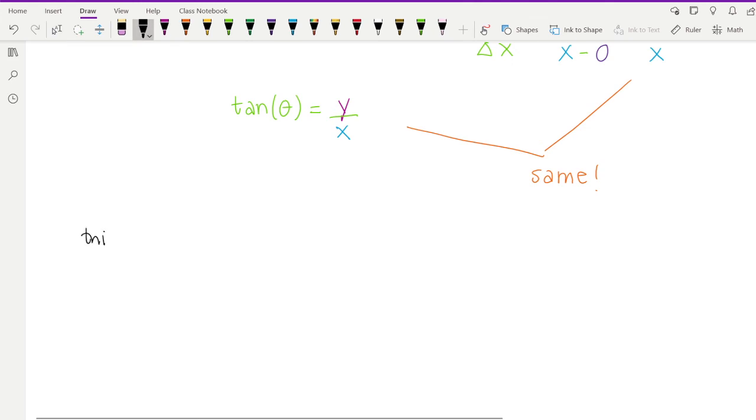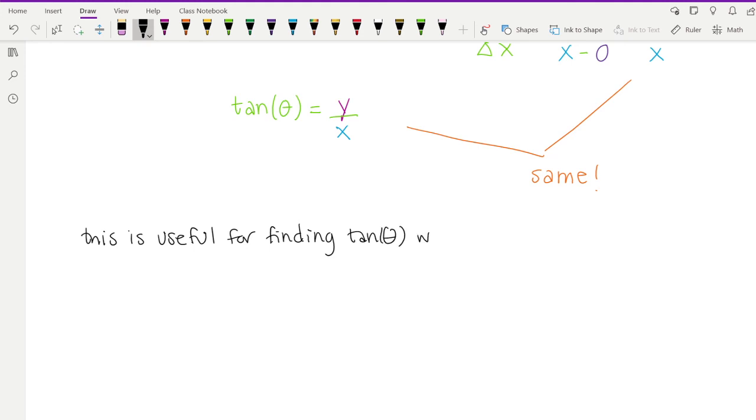So this is useful for finding tangent of theta when theta is a multiple of pi over 4. I'll say pi over 4 or pi over 2. Technically, pi over 2 is a multiple of pi over 4, so I don't need to write both. But my point is, when you have these angles that are halfway between one of your quadrants, that would be a multiple of pi over 4. And those will be the cases where the slope is -1 or 1.